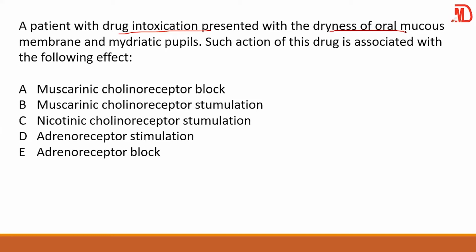So try and watch the video, guys. A patient with drug intoxication presented with dryness. And then there's what? Mydriasis. That means their eyes are widely open. Such action of this drug is associated with what? Since I'm talking about atropine sulfate, or they are indirectly referring to atropine sulfate, we also know that atropine sulfate is an anti-muscarinic drug.